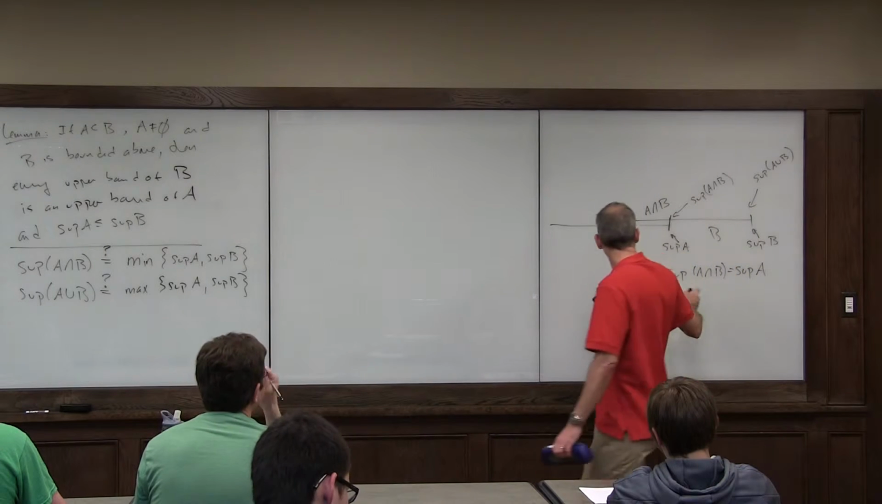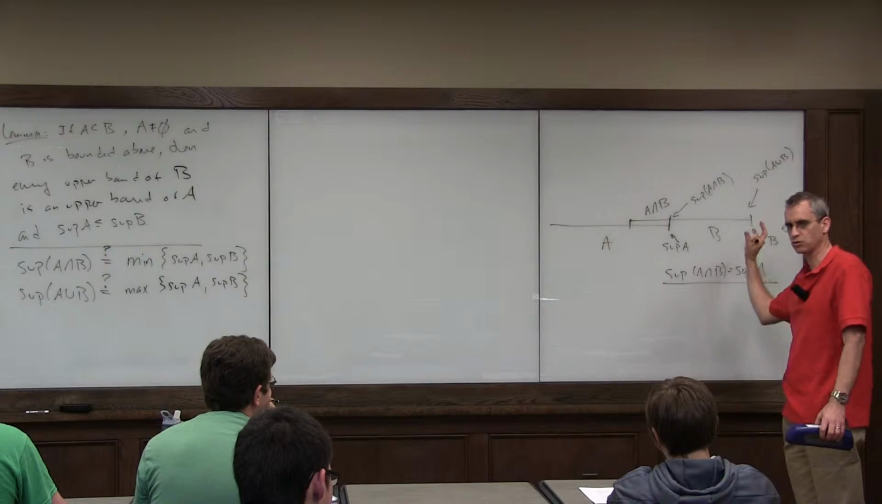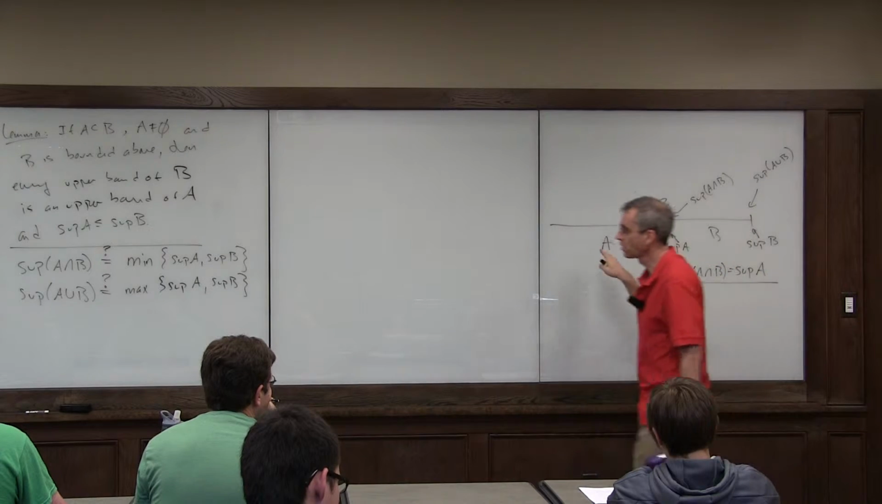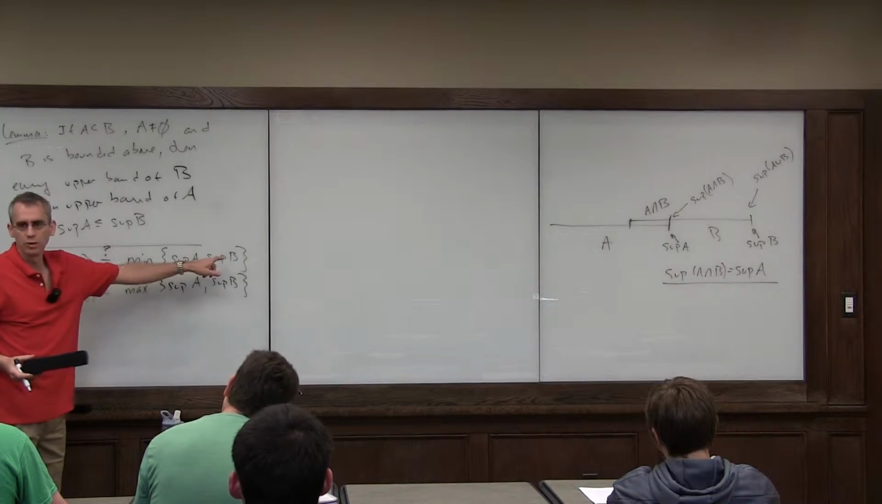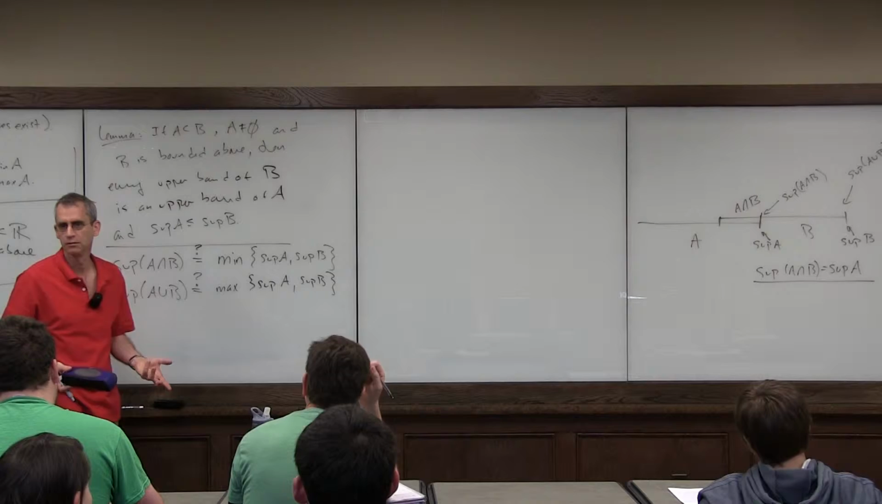And so that's why instead of writing this down, which you already know is not going to be true because you swap A and B and it's not true, okay? That's why instead of putting just sup A here, we put the minimum, which captures the real idea, which is that it's the smaller of the two. Okay?